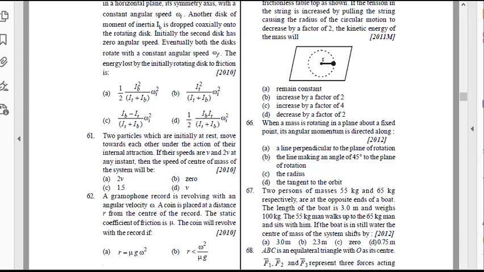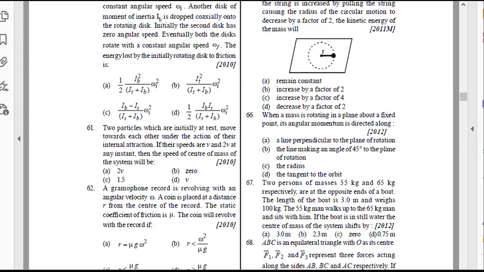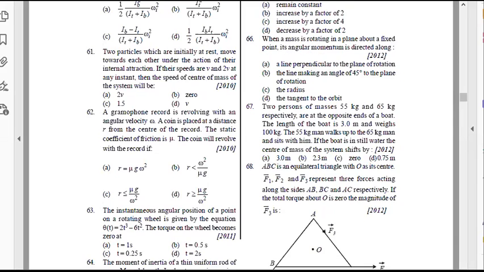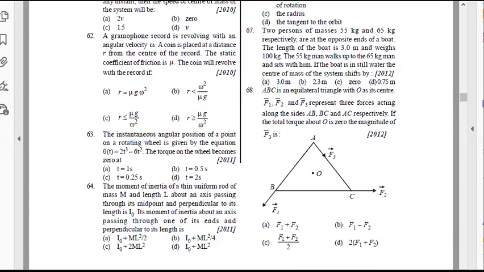So 60 was a good question. After 60, 61. No, 61 is easy. 62 is theory. I hope all of you already remember, right? mr square is less than mu mg. Yes or no? 63, no. 64, theory, parallel axis theorem.